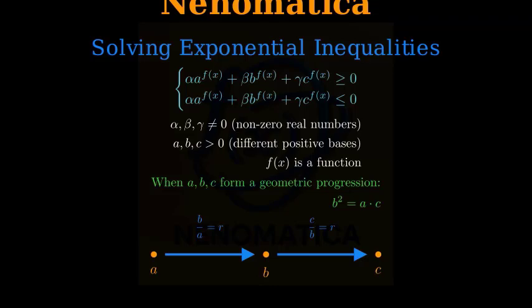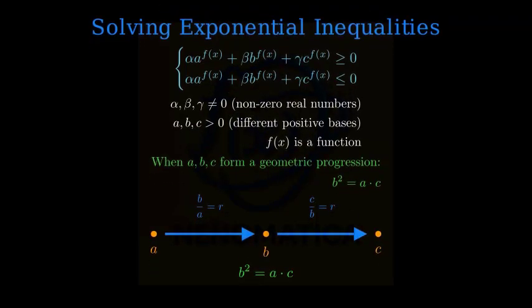For bases to form a geometric progression, if b divided by a equals r, then c divided by b must also equal r. This means that b squared equals a times c, which is the key condition that allows us to transform these exponential inequalities into quadratic inequalities. Let's understand how we transform these exponential inequalities into quadratic inequalities.